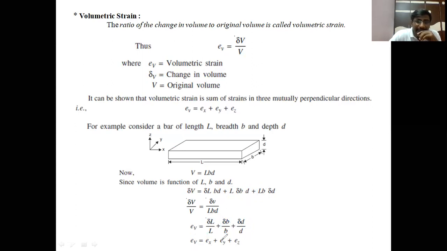That means delta L by L, the change in length by original length, is called the strain in the x direction. Similarly, delta B by B is the strain in y direction, and delta D by D is the strain in z direction. Finally, we conclude from this equation that the volumetric strain is the summation of strains in different directions.